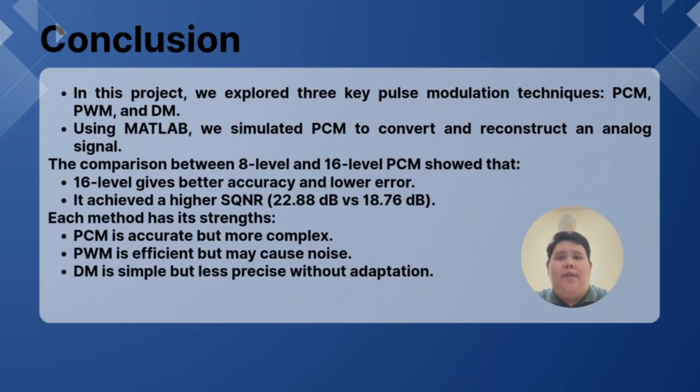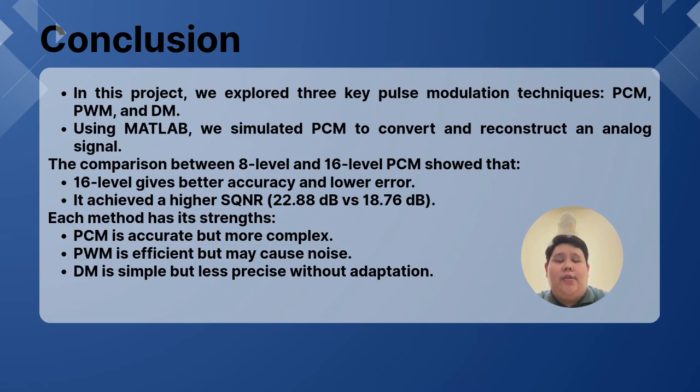In this project, we focus on three pulse modulation techniques, which are pulse code modulation, pulse width modulation, and delta modulation. Only pulse code modulation was simulated using MATLAB. We use it to convert an analog signal into a digital signal and then reconstruct it. We compare 8-level and 16-level pulse code modulation, where 16-level provides better accuracy and a higher signal-to-quantization-noise ratio, increasing from 18.76 decibels to 22.88 decibels. For pulse width modulation and delta modulation, we only explore them theoretically.